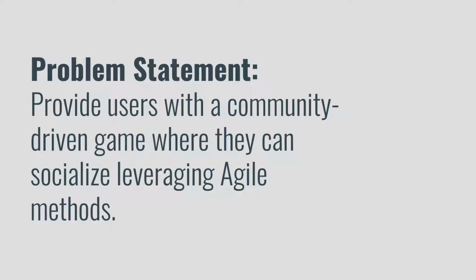So now that we have a relatively good idea of the current state of the art, what's out there currently, as well as what we're trying to achieve, why we're trying to achieve it, and the motivation behind it, the problem statement I put as simply: we want to provide users with a community-driven game where they can socialize. I'm going to be leveraging agile methods, in this case more of an iterative approach. We talk about sprints, and how that brings a lot of benefits to the development experience when trying to solve this problem.